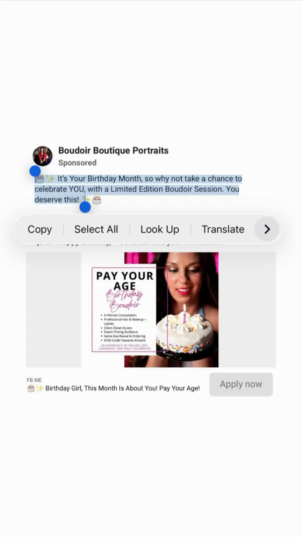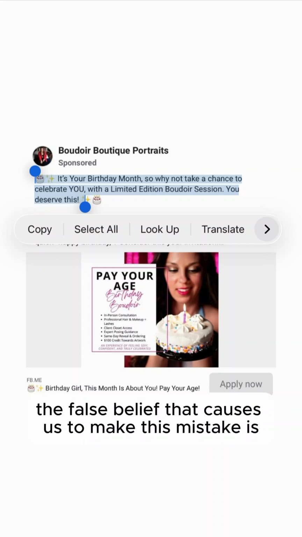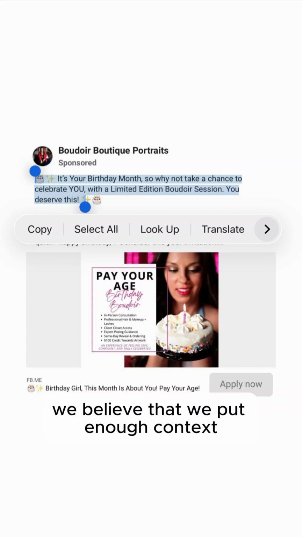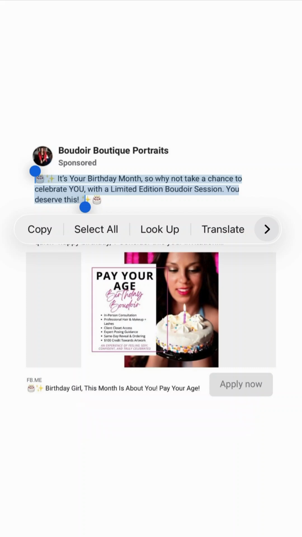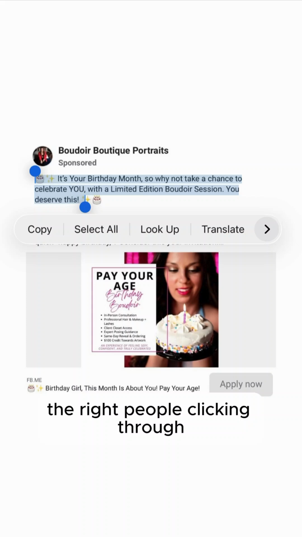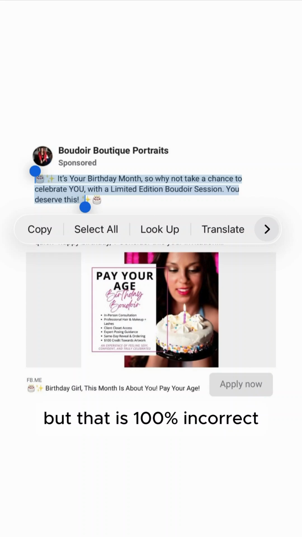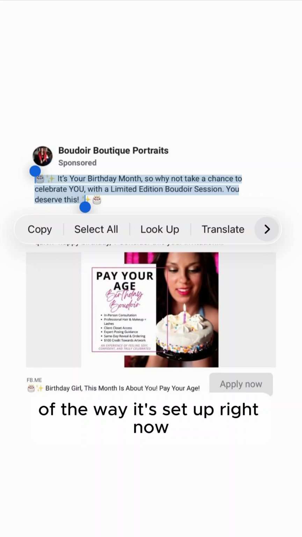The false belief that causes us to make this mistake is we believe that we put enough context to get the right people clicking through and maximize the number of people, but that is 100% incorrect with the way it's set up right now.